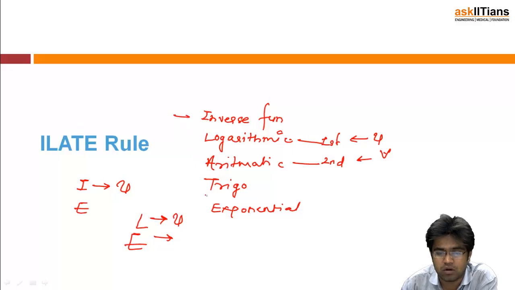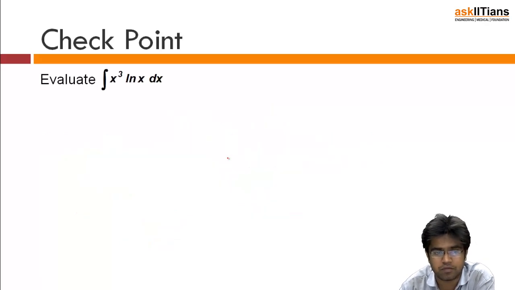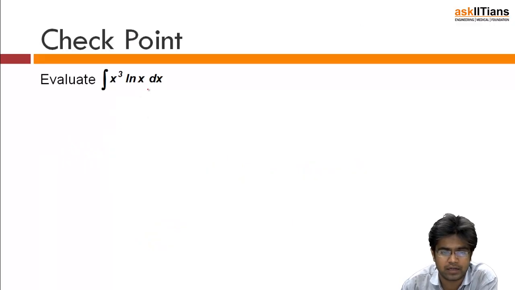So this is the ILATE rule. The higher the priority or the toughness of the function, the more it will be the first function, or the one you don't want to integrate. So this is the ILATE rule. Let's apply it to some of the problems. So we have got x cube ln x. So ln x is logarithmic, that is L, and x cube is arithmetic, that is A.